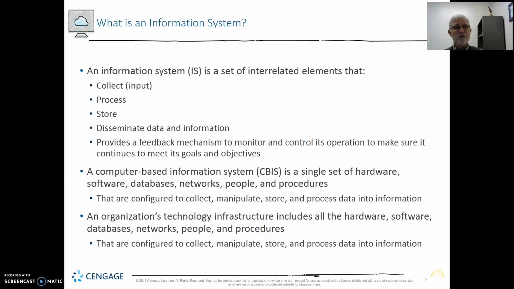Most businesses today are using a computer-based information system. Basically, that is a single set of hardware, software, databases, networks, people, and procedures, all working together as an information system. So it's a lot of things involved in this computer-based system. And could you do it all by paper and pencil? The answer is yes.